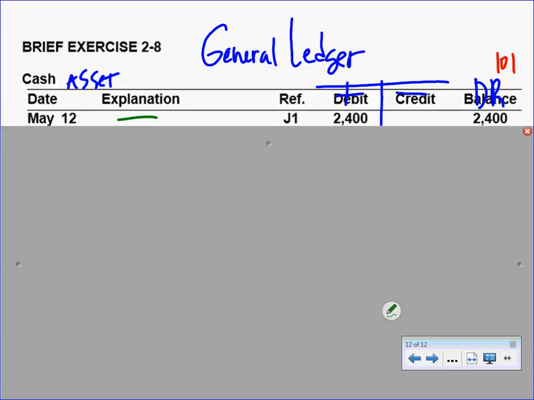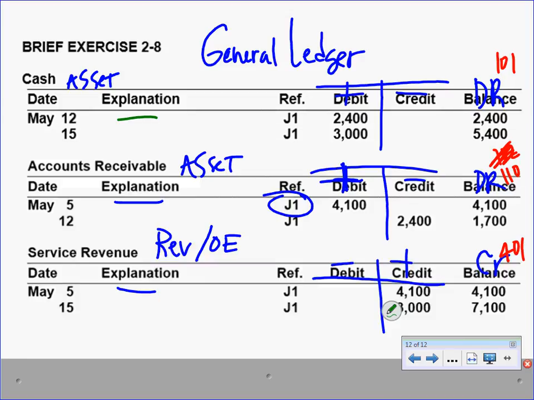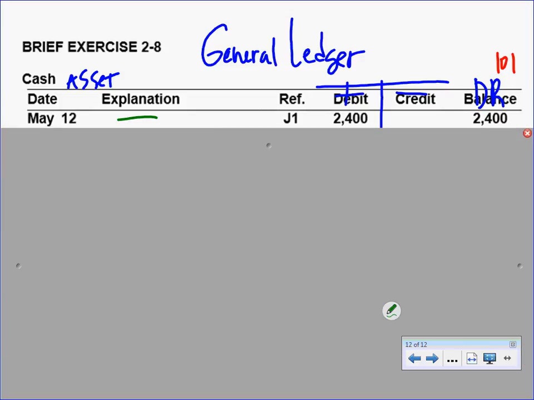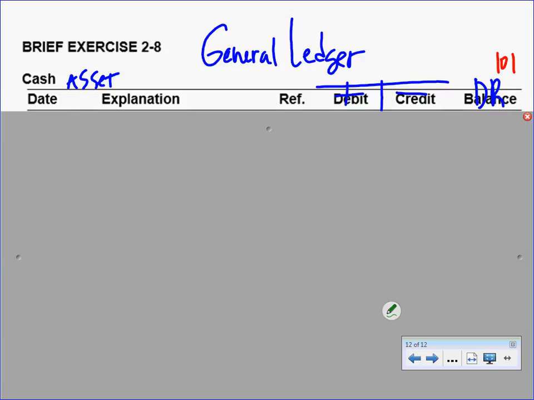I also want to pause and ask you, look at how many points that is on a test, just that line. The date, the reference, the debit, and the updated balance. I will have students completely forget to put all the references in. The J1, J1, J1, J1s. That's a lot of points. Look at all those J1s. Okay. We did the debit part. Let's do the credit part.